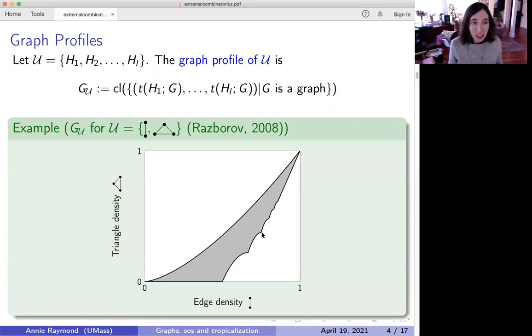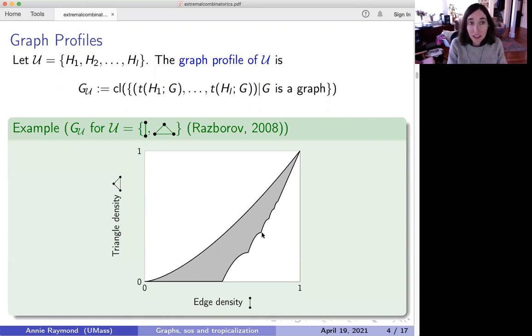And so these pictures, these graph profiles, are really cool, and we know very little about them, right? So we know what they look like for edge and a complete graph. We know what they look like for edge and a path of length 2, and path of length 2 and a triangle. That's all. We don't know any graph profiles in 3 dimensions, right? So if I took, let's say, edge, triangle, and complete graph on 4 vertices, we have no idea what that looks like.